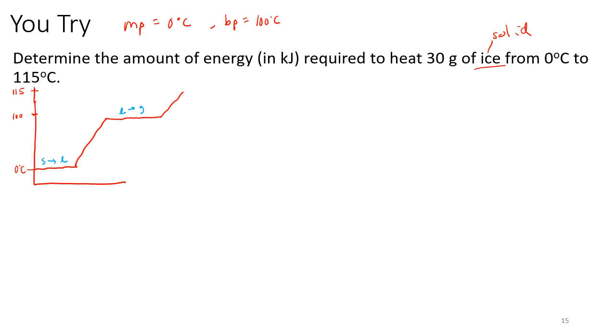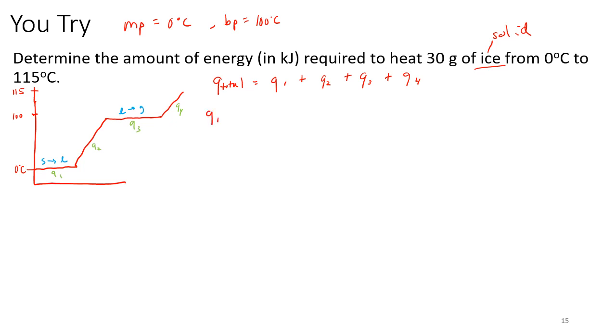We have 4 regions, Q1, Q2, Q3, and Q4 to consider in this example. The total energy, or Q total, will be equal to the sum of the regions. So Q1 plus Q2 plus Q3 plus Q4. Q1 and Q3 are both phase changes in this example. Q2 and Q4 are temperature changes.